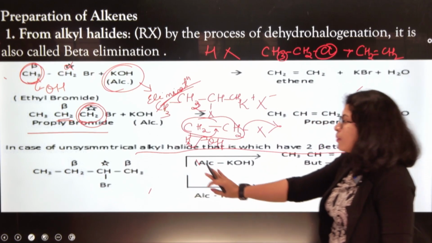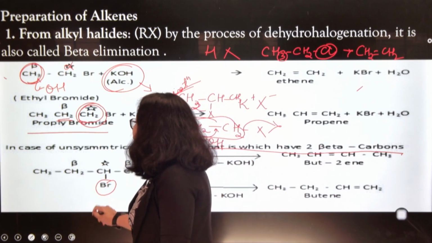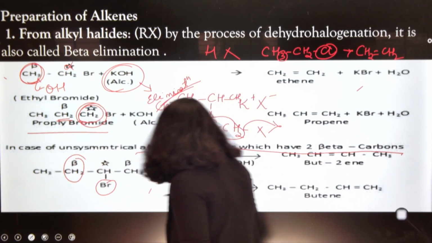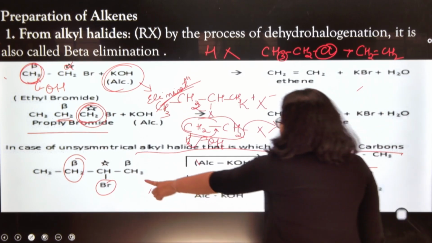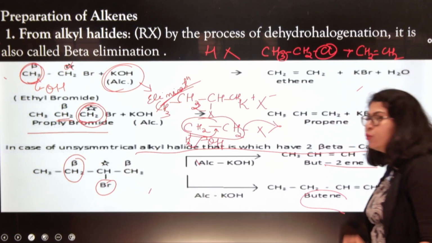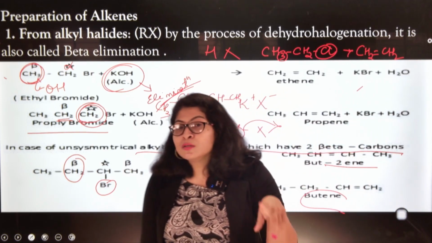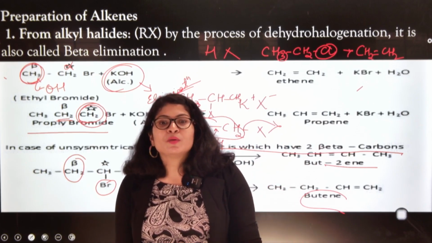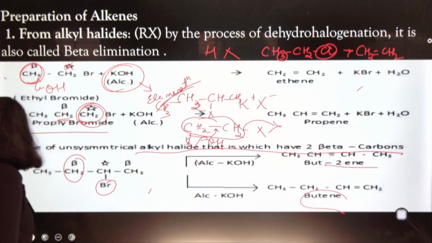I'm saying this example, this bromine is by default going to get removed, but if this hydrogen is removed, then I'll get the product as but-2-ene. Now if this hydrogen is removed, I'm getting butene only, but-1-ene. Two different products. Now which one will be the major product, which product will dominate, and which will be the minor product? That is defined by a set of rules.